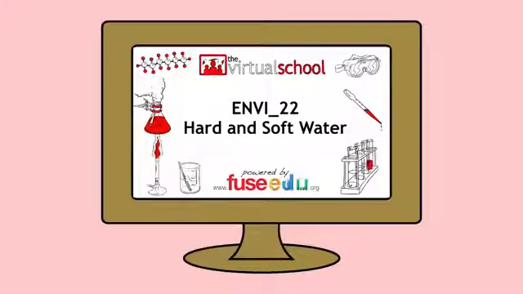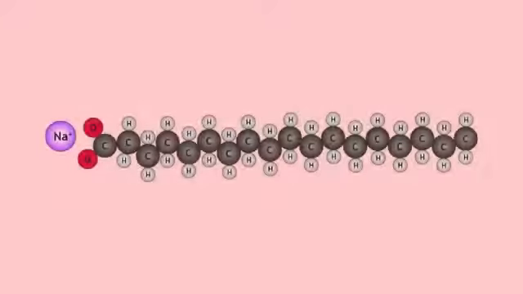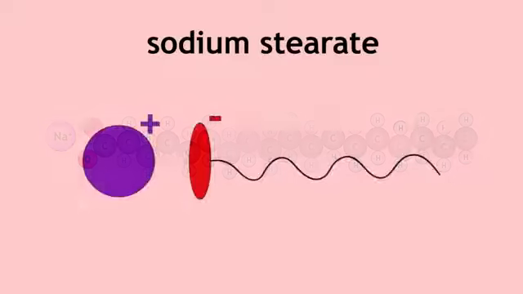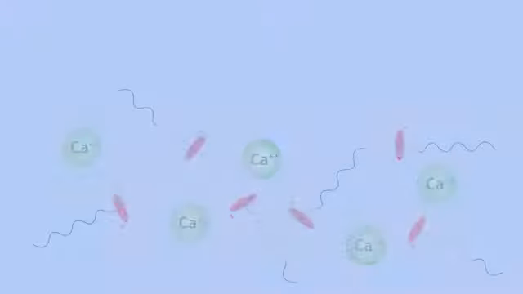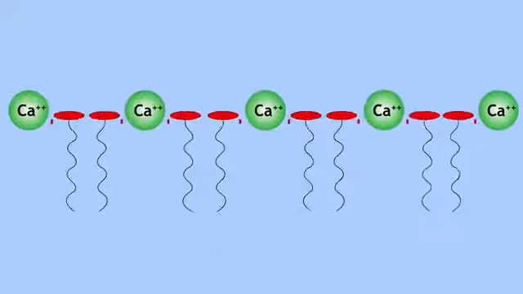You learned about hard and soft water in the linked video Environment 22. Now you will see the two principal ways to soften hard water. Let's start with a soap molecule, sodium stearate. You will recall that it's difficult to use soap, sodium stearate, with hard water. Instead, you get a scum.